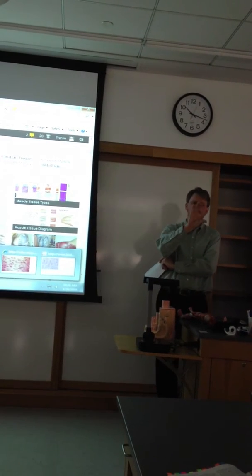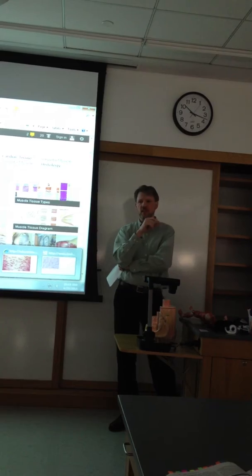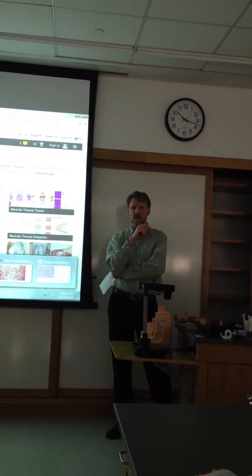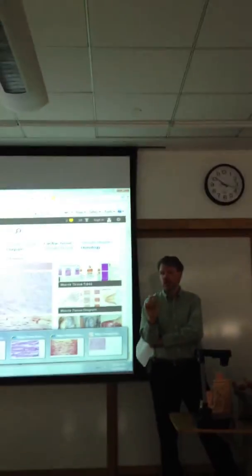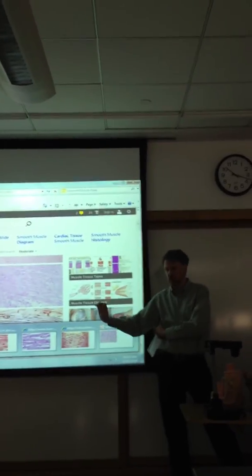Skeletal muscle tends to have cells. What's the other name for a skeletal muscle cell? A skeletal muscle fiber. It has fibers that are really long and straight, whereas with cardiac muscle, they branch.